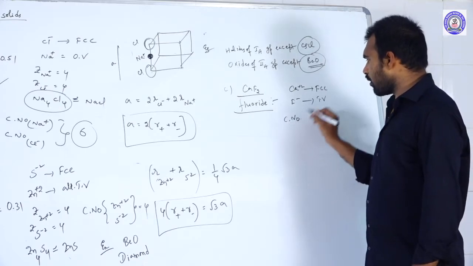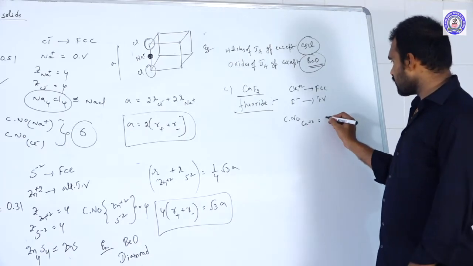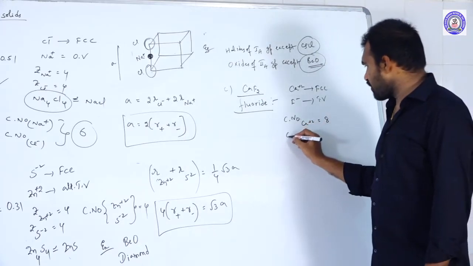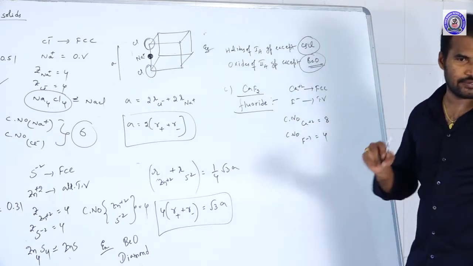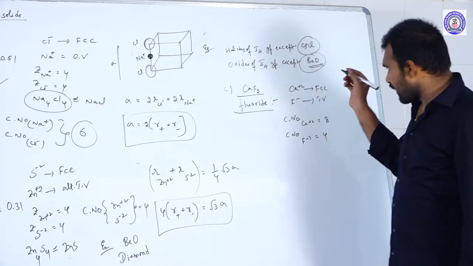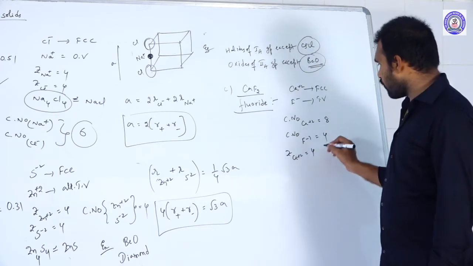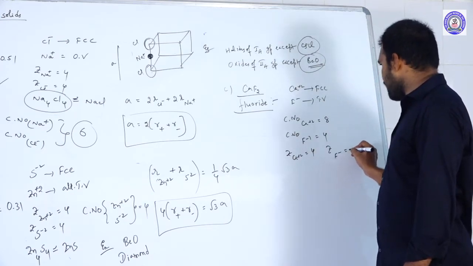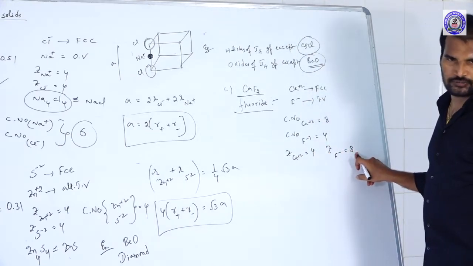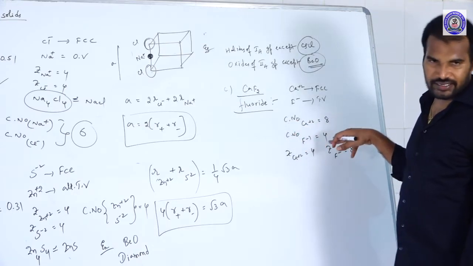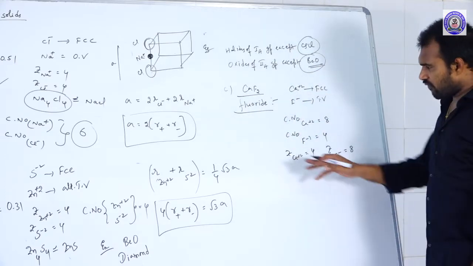So if you see calcium fluoride, the coordination number of calcium ion is 8. And the coordination number of fluoride ion is equal to 4. 8 and 4 coordination numbers. Next one, the Z value of Ca plus 2 is what? 4. And the Z value of F minus is 8. Effective numbers of atoms are 4 and 8. Clear? So coordination numbers are different here. Clear? CaF2.